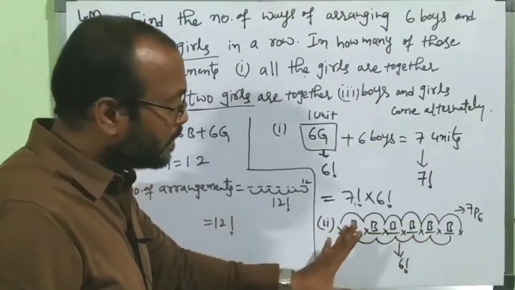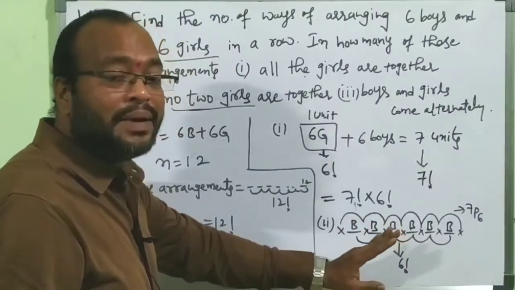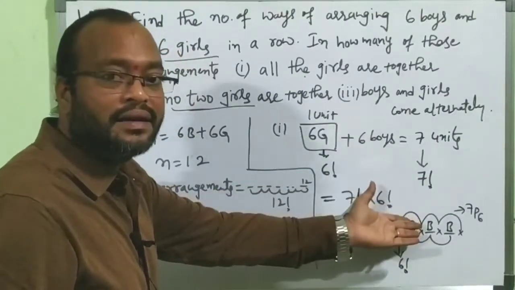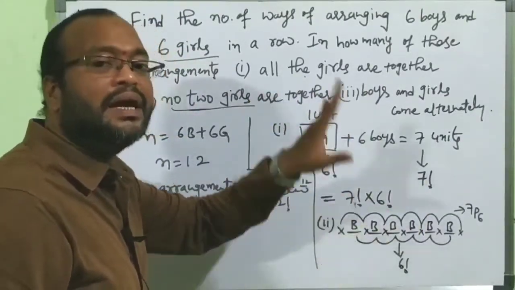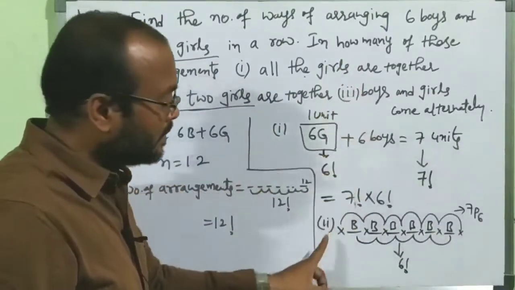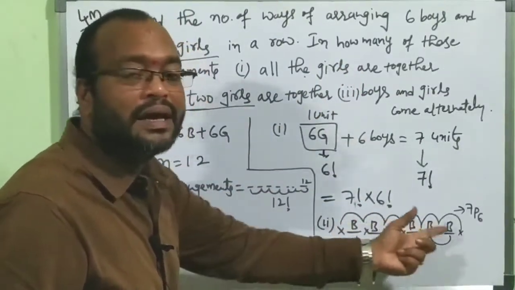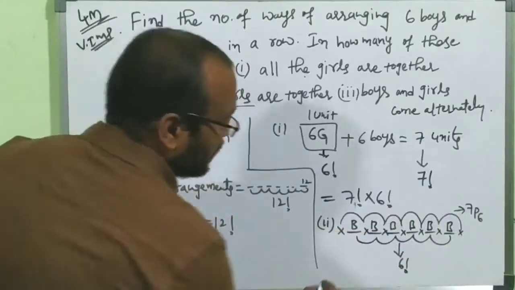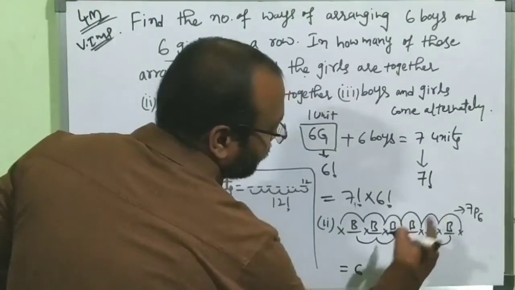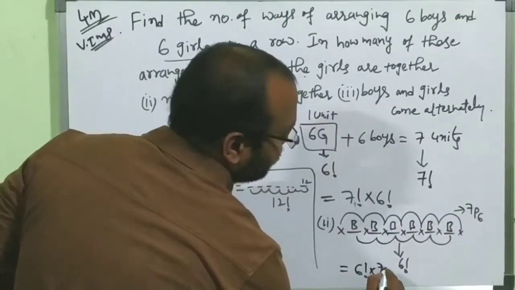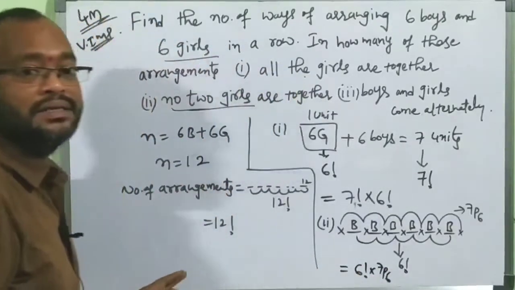We already know that where empty places are dominated, we can take it as n. If girls are dominated, we can take girls as n. Here empty places are dominated, so that's why n is equal to 7. 7p6. Again by the fundamental principle, 6 factorial into 7p6. Like this we can arrange.